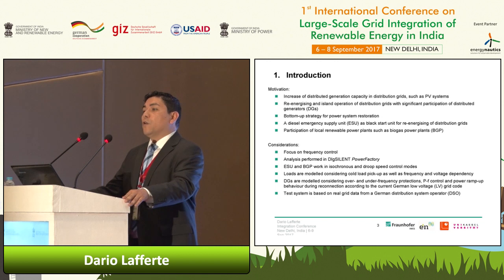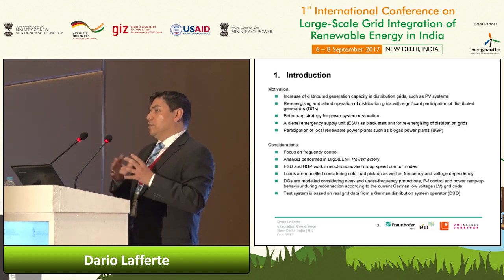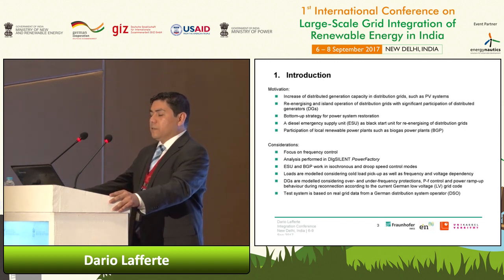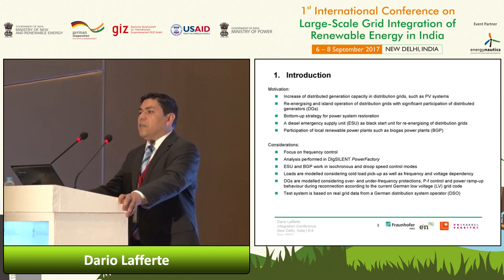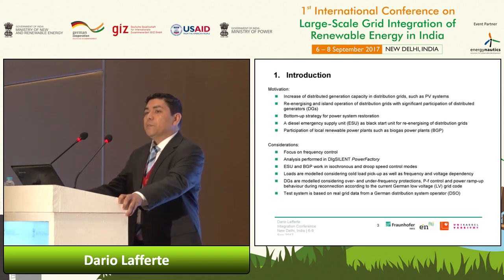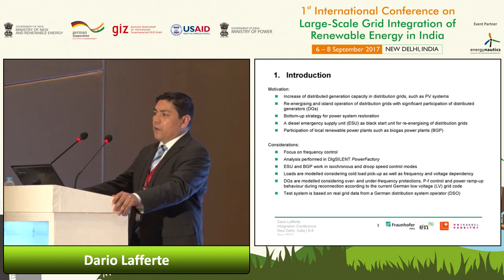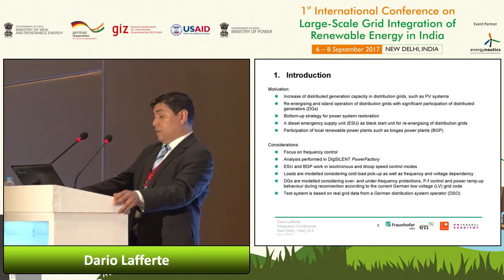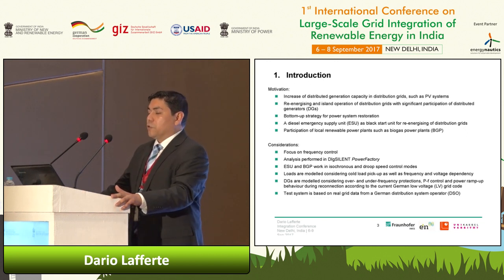This analysis was performed in DIgSILENT PowerFactory. The emergency supply unit and the biogas power plant work in isochronous and droop frequency control modes. The loads are modeled considering voltage and frequency dependency. And the DGs are also modeled considering over and under frequency protections, power frequency control, and power ramp up behavior after reconnection. This test system is based on real grid data of a German distribution system operator.